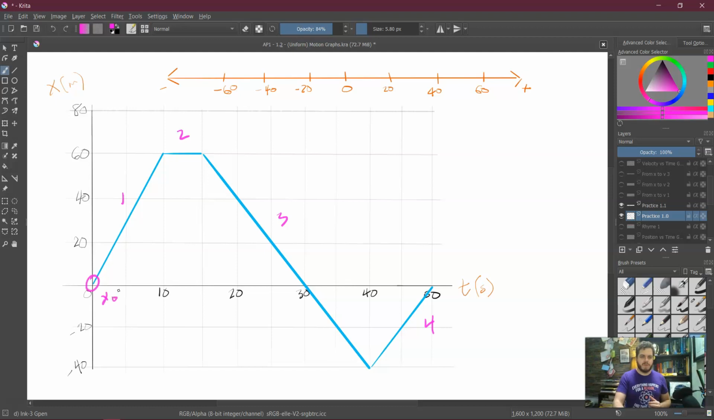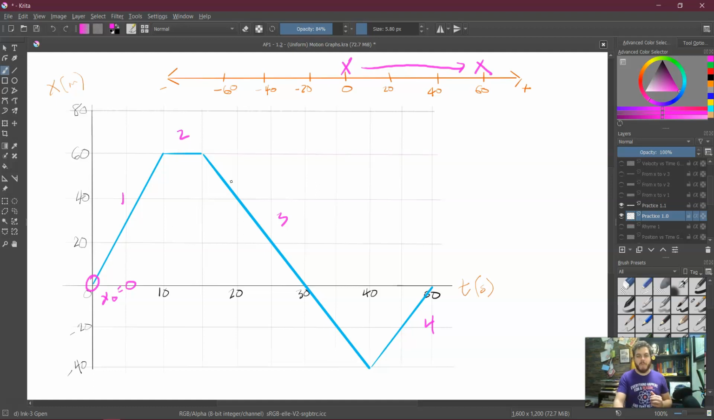The initial position is 0, so it would be starting here. It then moves forward during 10 seconds to 60 meters. So it's going to go all the way to 60 meters. And then it stops for 5 seconds because there's no change in position.